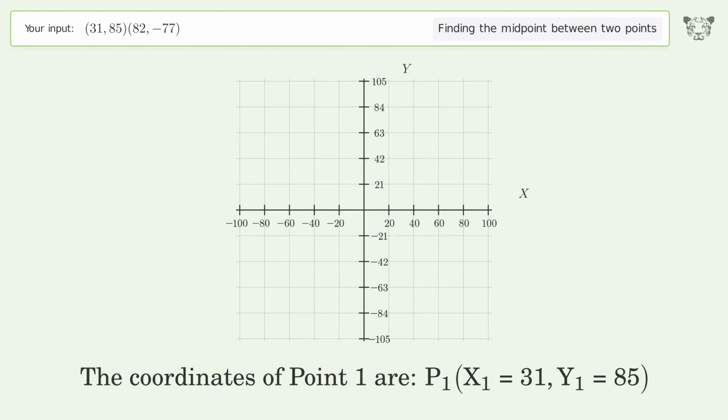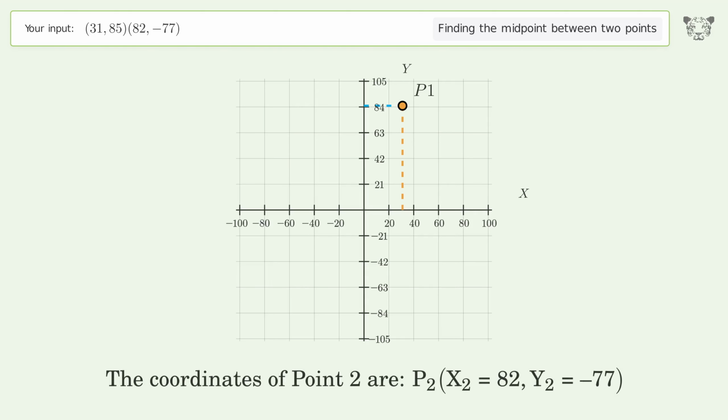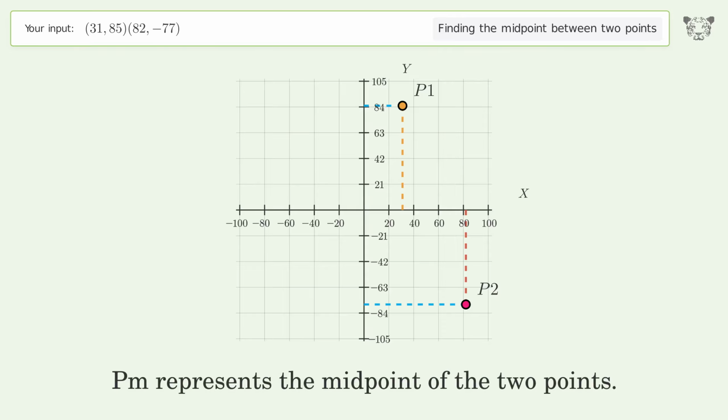The coordinates of point 1 are x1 equals 31, y1 equals 85. The coordinates of point 2 are x2 equals 82, y2 equals negative 77. PM represents the midpoint of the 2 points.